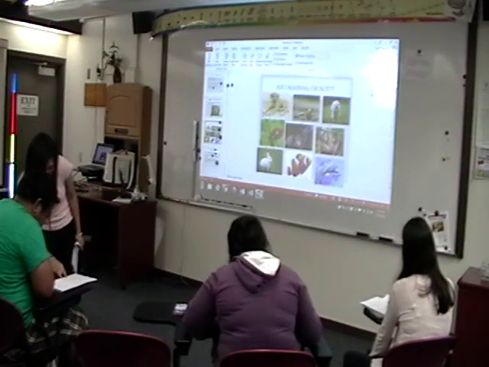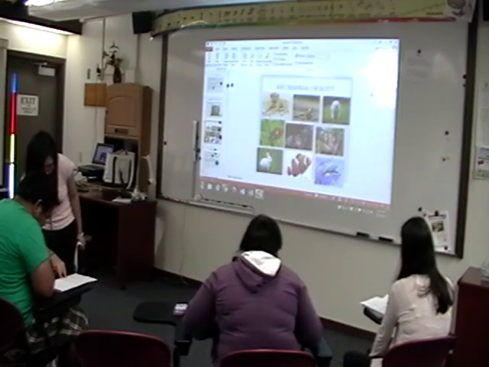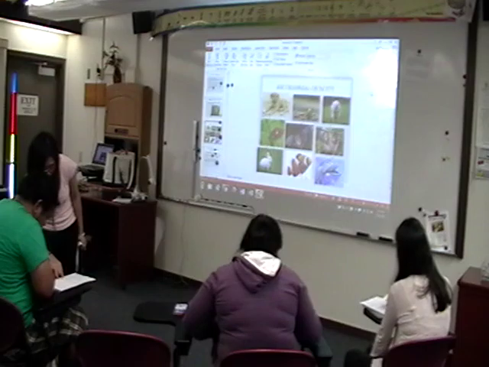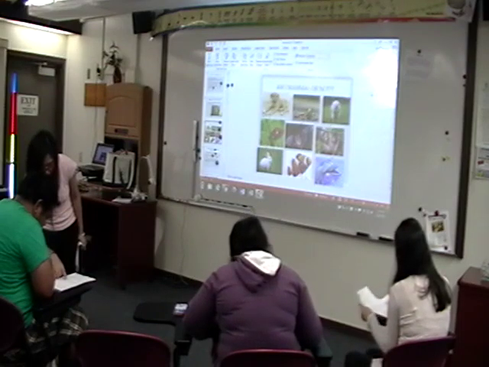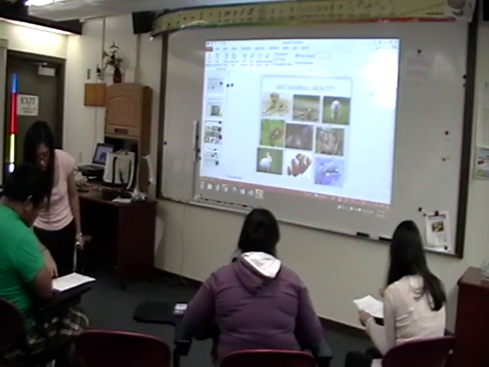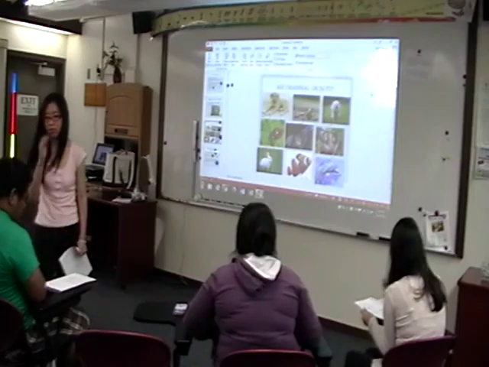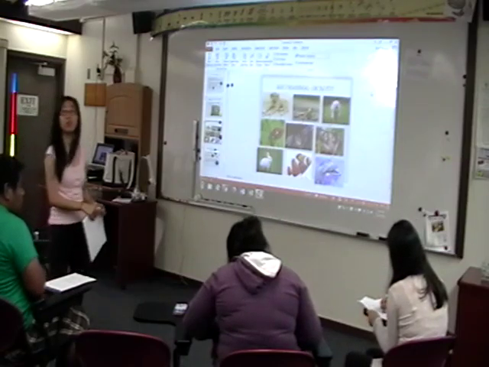The first one is they have fur and hair. They are warm-blooded, and the third one is they produce milk to feed the baby. So there are 3 characteristics which we discussed. Based on these characteristics, you have to distinguish whether they are a mammal or not a mammal. And here are the pictures.